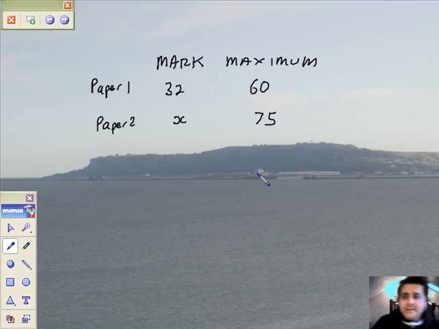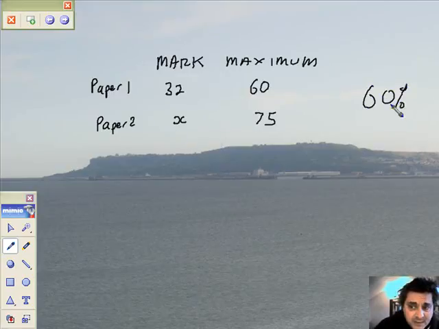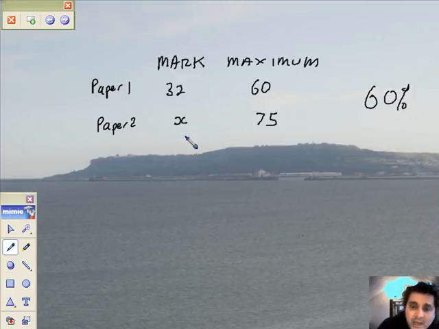Now, look at all that. We've got to sort out how much she got in paper 2, so that in the end she ends up with a 60% pass percentage. She's got to get 60% to pass. Her name is Fuller in the question. Fuller scores 32 out of 60 in the first test. The second test is out of 75. How much must she score in the second paper in order to get 60% overall and so pass?